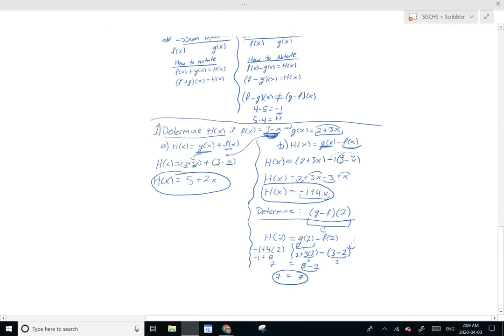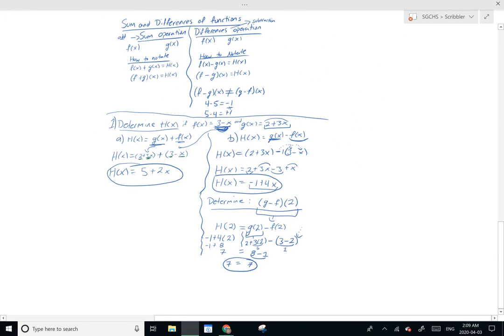If you're actually asked for the function itself, you can simply plug into the functions that you're given, like g of x and f of x, and then subtract or add depending on the type of question. Or you can determine the brand new equation, h of x, and then plug that value in there, and you'll get the same answer.